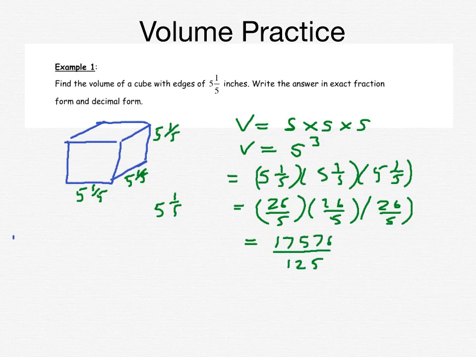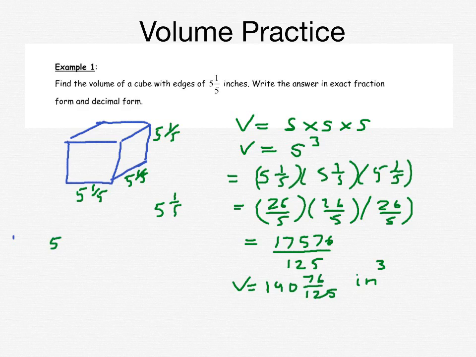Now that doesn't have a lot of meaning because it is an improper fraction. So we change it either with your calculator or long division. 125 goes into 17,576 140 times, and there would be a remainder of 76. That'll be the answer, 140 and 76 over 125. The unit would be inches cubed, or cubic inches, because it's a volume. That's the method, it's exact fraction form.